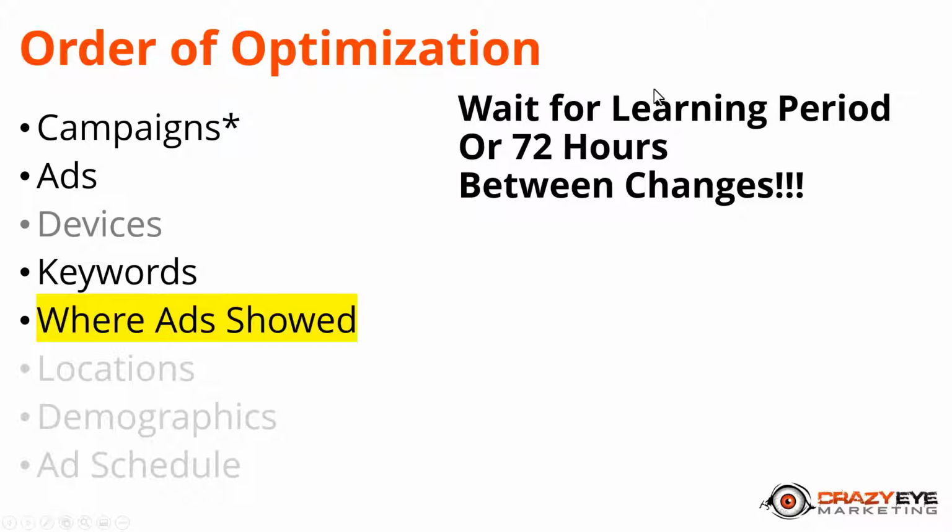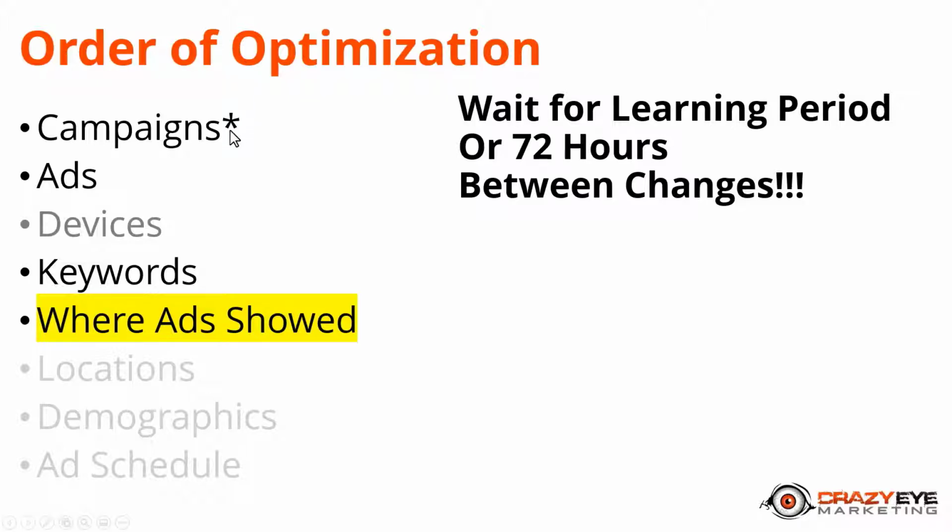Well, you're going to have to wait for the learning period to end, or at least 72 hours between that change before you go back in and start messing with devices or keywords and so on. So every time you go to a different category of changes, whether it's ads or devices or keywords, you need to wait for the learning period to end or 72 hours. You do not want to change your ads and your devices and your keywords all at once, otherwise it's way too much stuff and you'll have no idea what did what.